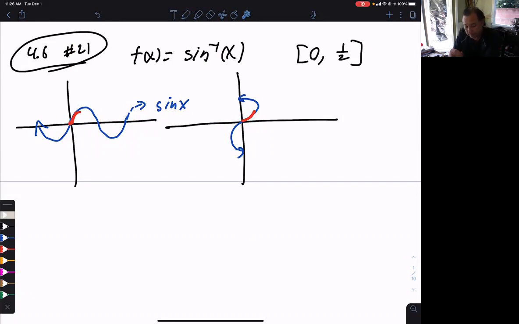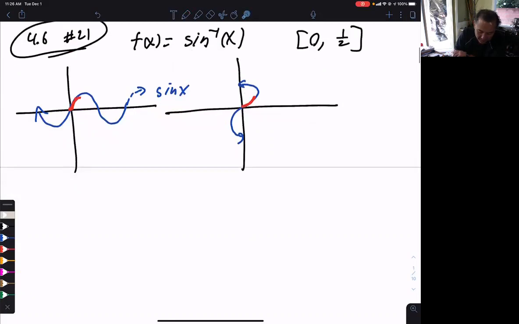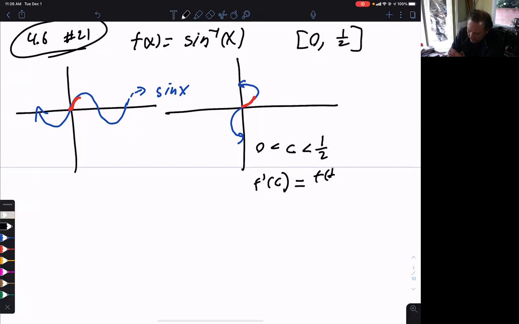Part B, what's the conclusion of the mean value theorem? The conclusion is there must be a point C. C must be between the endpoints, 0 to 1/2. There must be a C where the derivative equals the average rate of change, f of 1/2 minus f of 0 over 1/2 minus 0. So this is the average rate of change. That's the instantaneous rate of change. There's got to be a place where the derivative equals that.